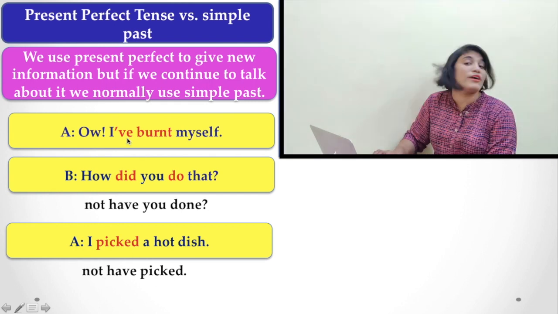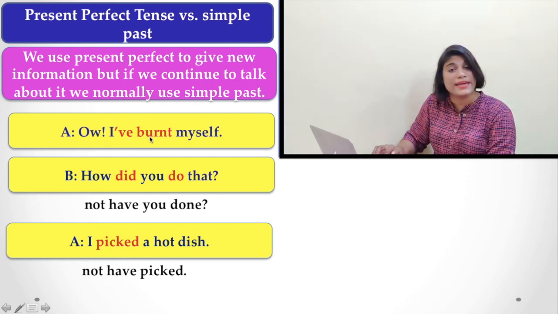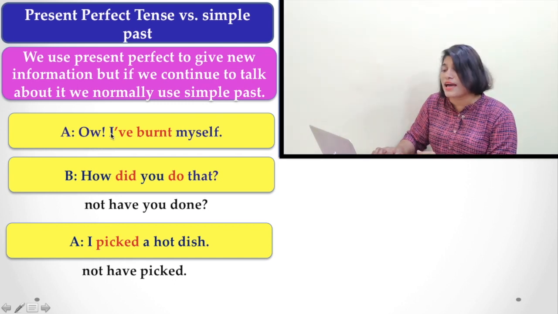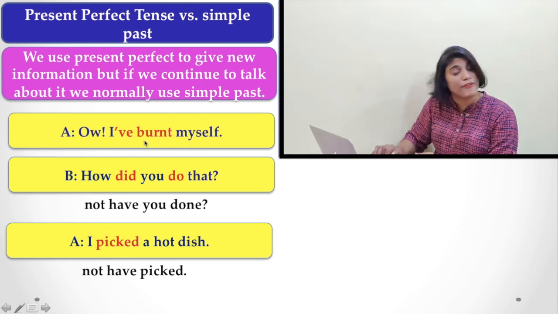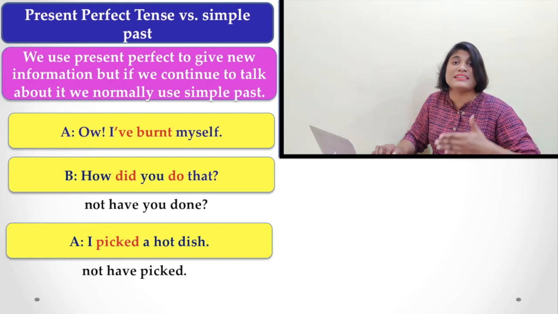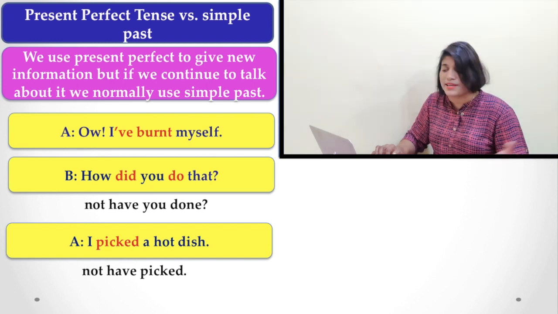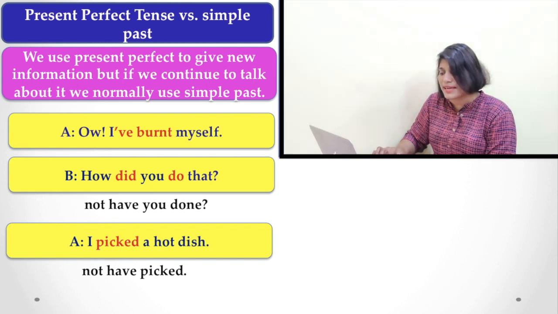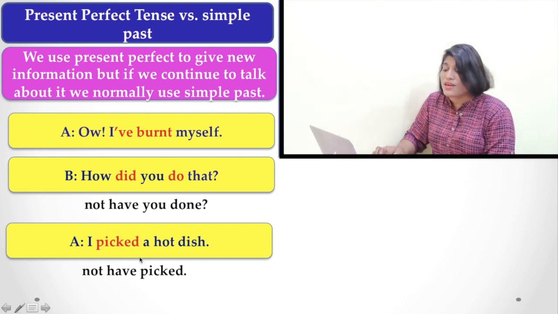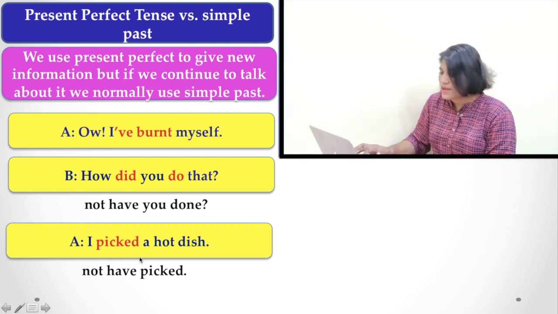Look at first, when I'm talking about my experience and giving that information, I have to use present perfect tense. But after that, I am explaining my experience. So in the later part, when I'm continuing to talk about that experience, in all these cases you find "I picked a hot dish here," not "have picked." So you have to use simple past there.